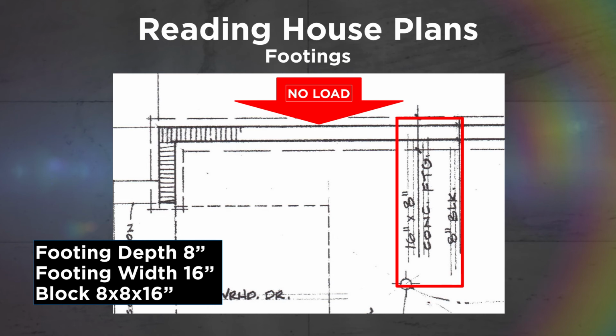Also, in the boxed-in area, you will notice the notation 8-inch block. This is the size of the concrete block to be used for the back of this home. Because the back wall is open, the only load on this wall is from the top of the upper level of the home. This is not the case at the front of the house.